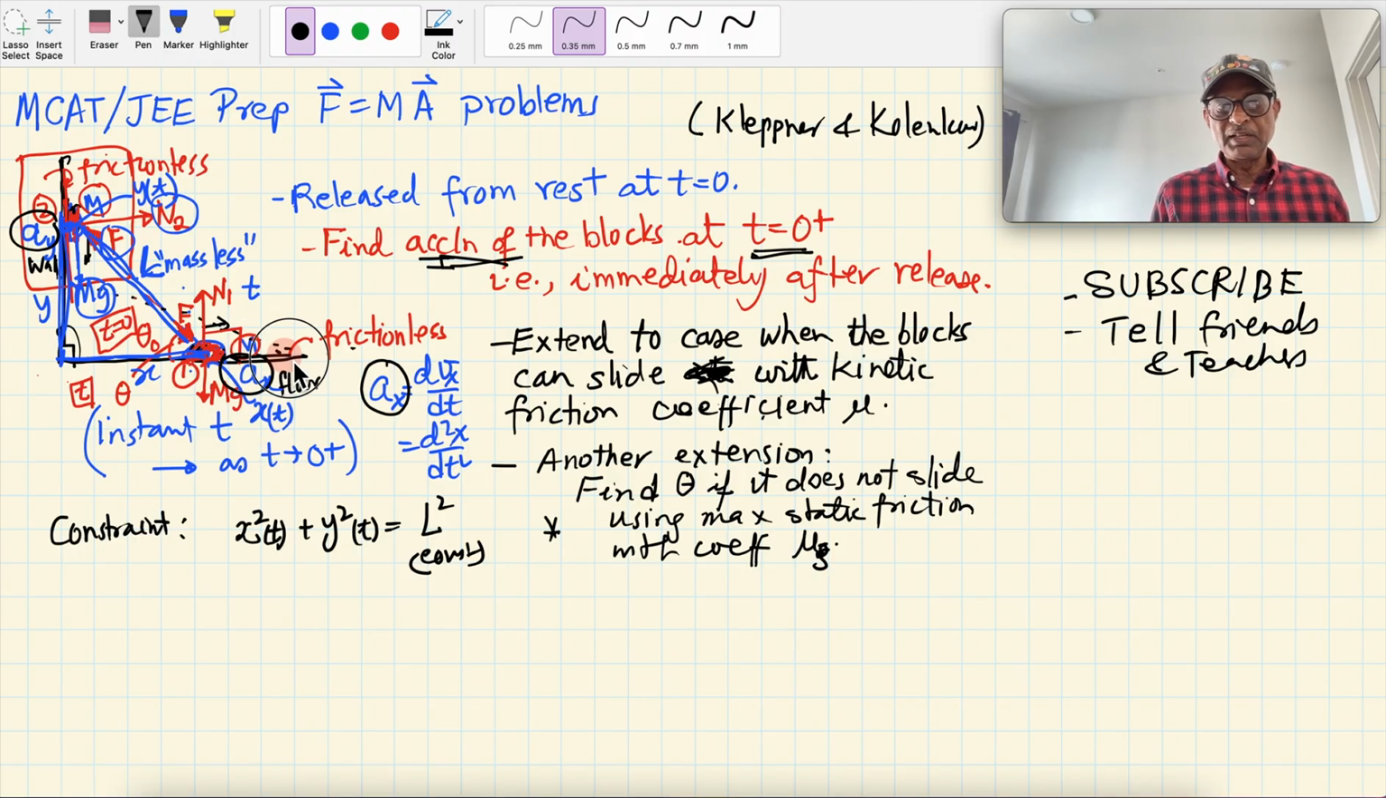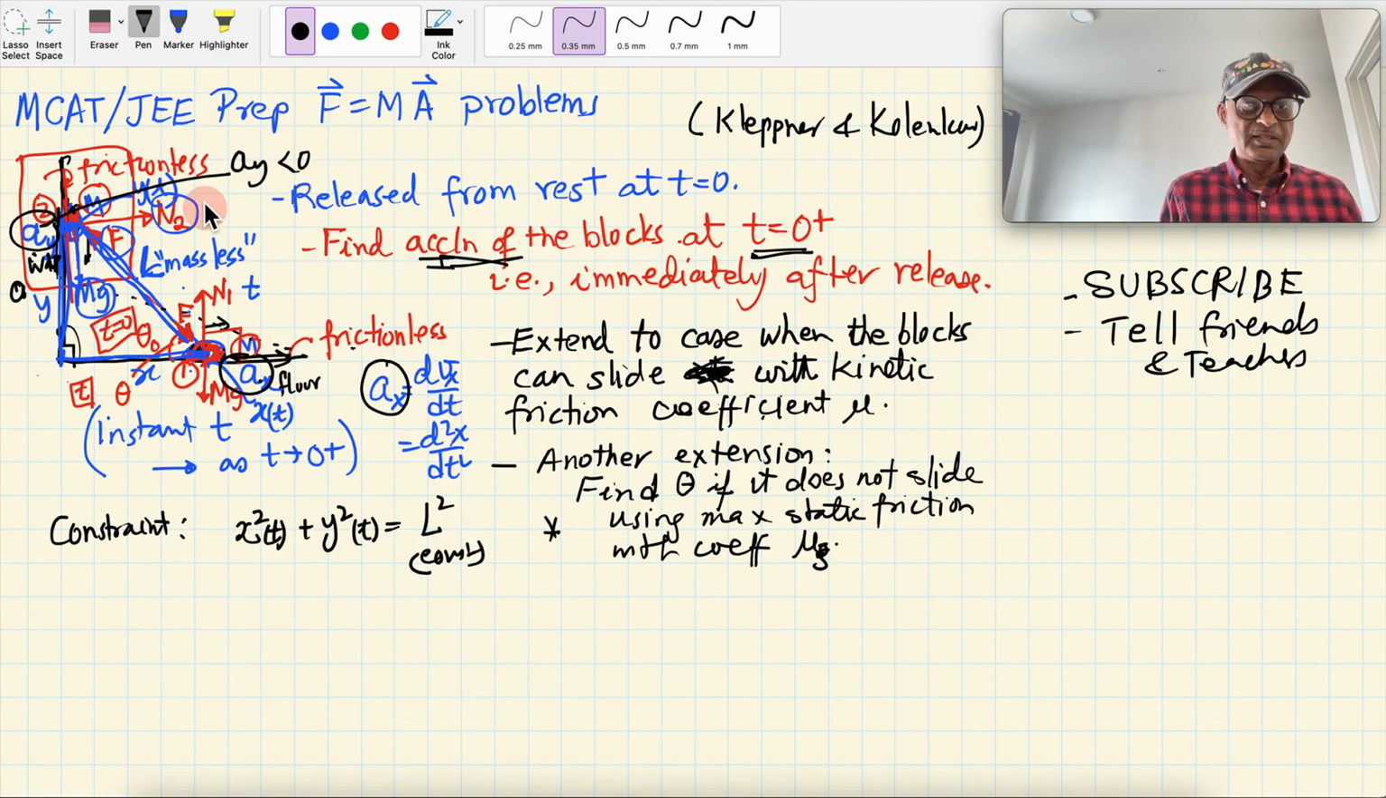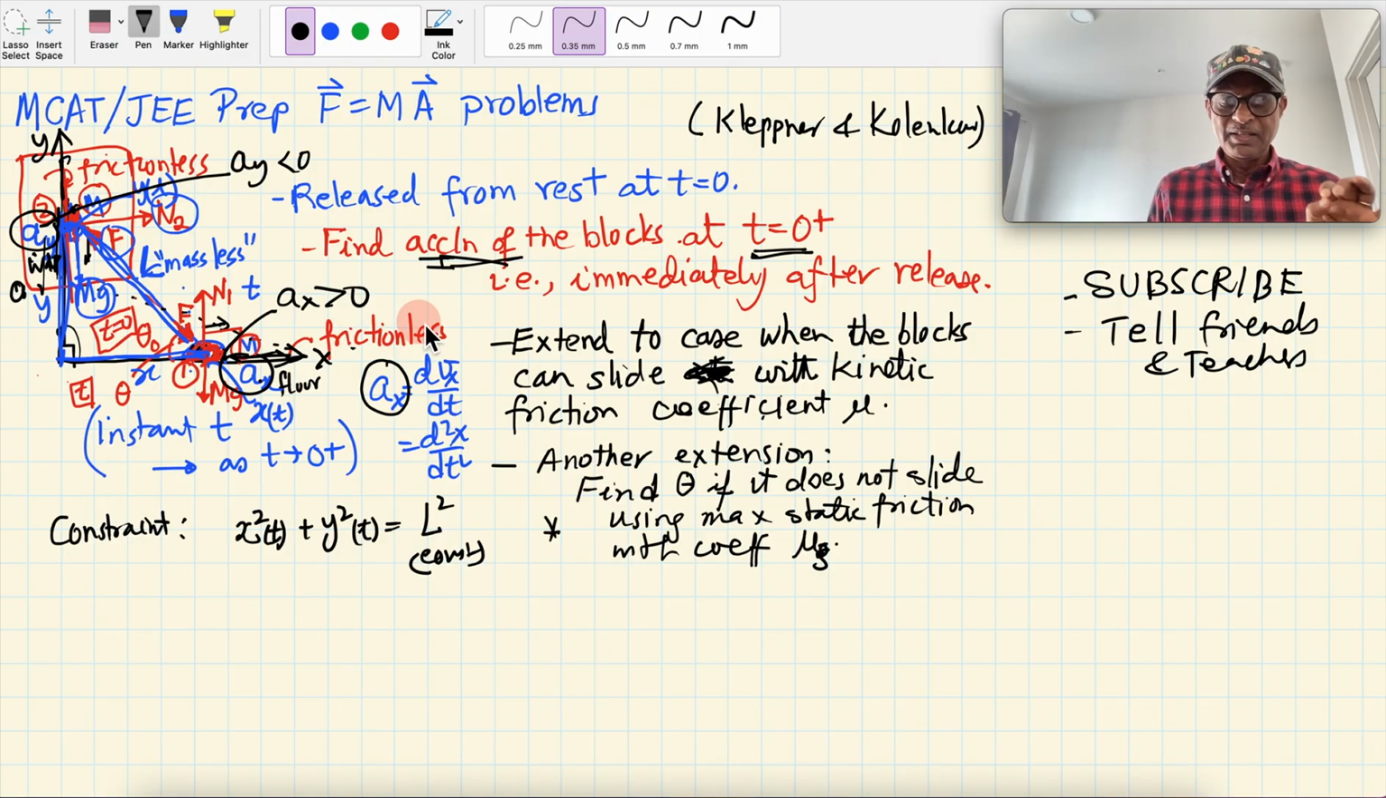Because this block is going this way, its acceleration is this way, and this one's acceleration is down like that. So this one's ay will be less than 0, because if this is my y-axis, then it's pointed in the opposite direction, and for this x-axis, this one's ax will be greater than 0. So they're not equal. They have related magnitudes, not even equal magnitudes, because the distance traveled here versus the distance traveled there would be related by this angle here, right?